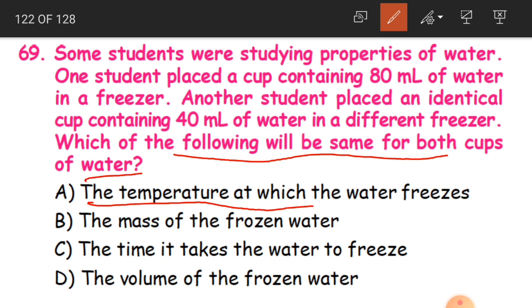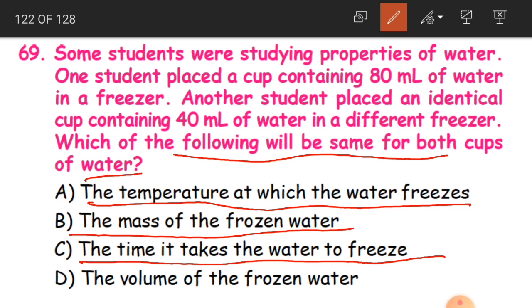The temperature at which the water freezes, the mass of the frozen water, the time it takes the water to freeze, and the volume of the frozen water. So these are the statements. Now what will be the correct answer? The temperature at which the water freezes. Okay, this.